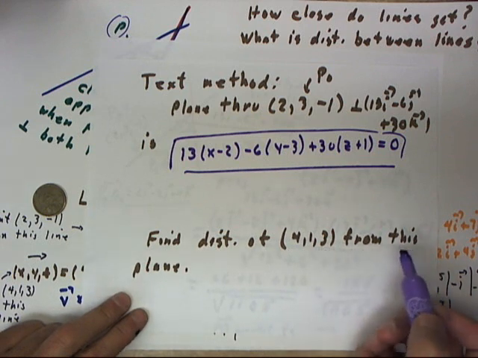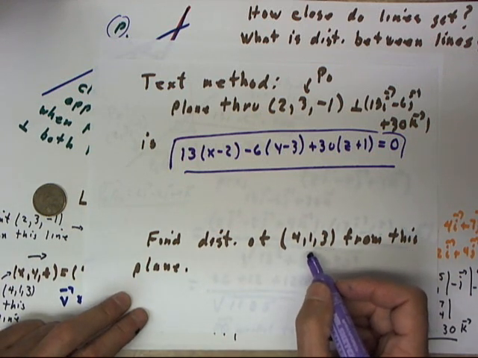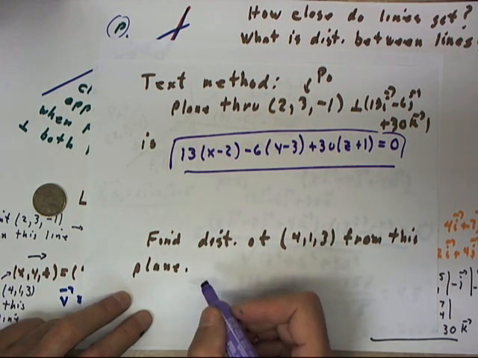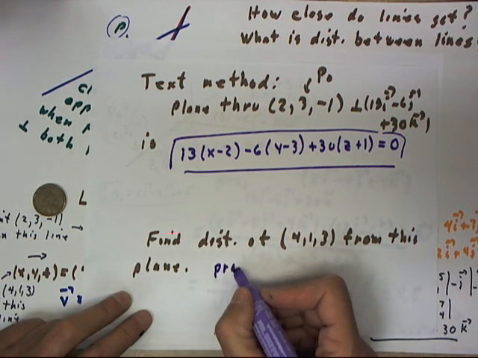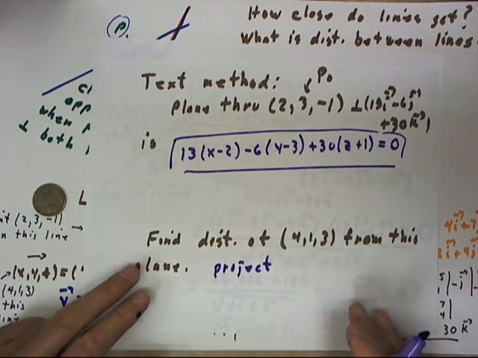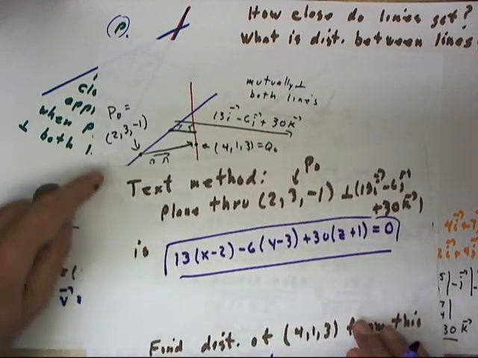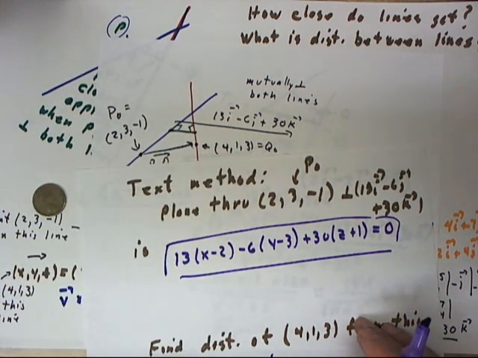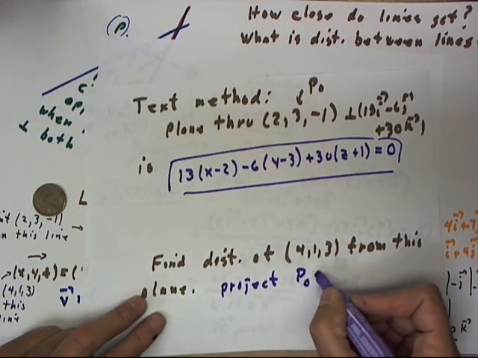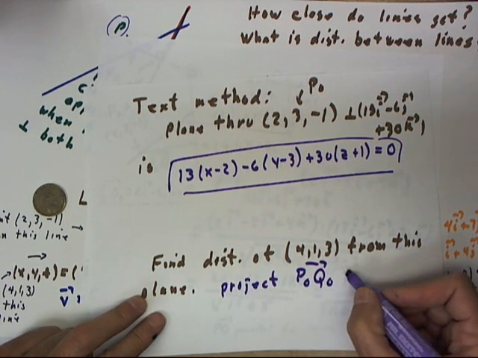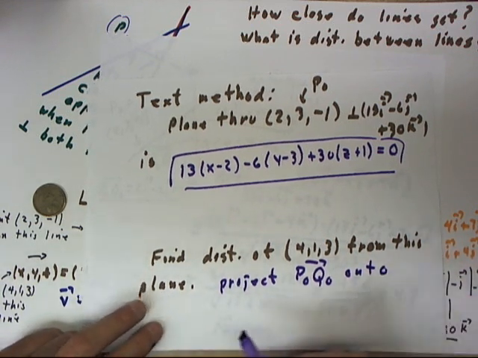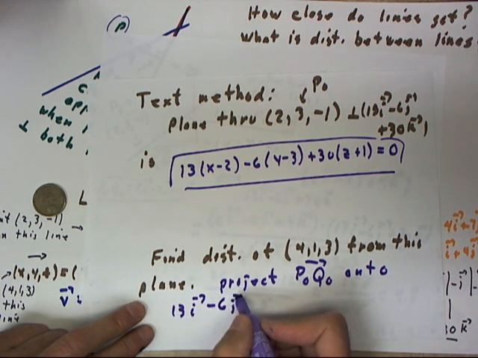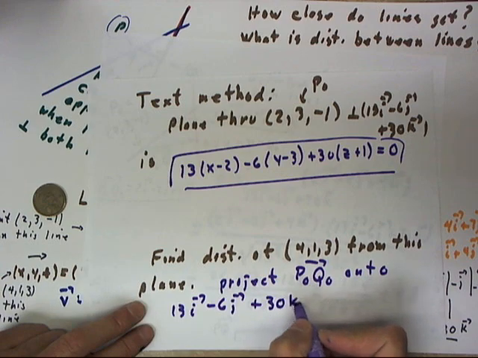To find the distance of a point from a plane, what do we do? We again project a line from a known point on the plane, known point being P naught and our point being Q naught. Project P naught Q naught again onto 13i minus 6j plus 30k.